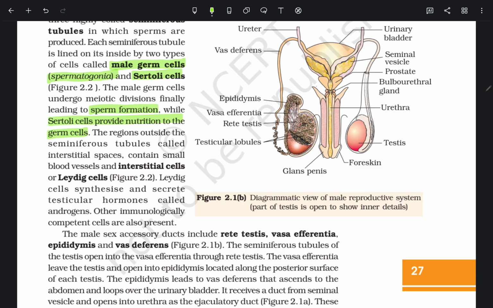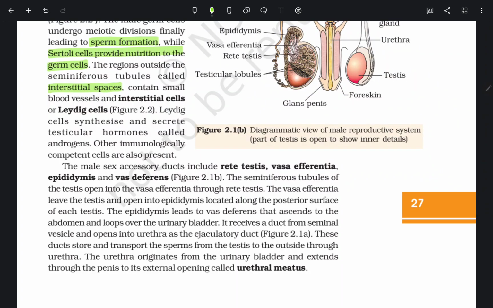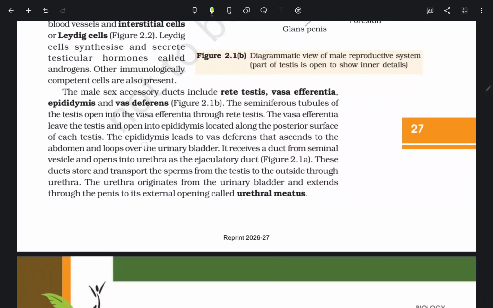The regions outside the seminiferous tubules, called interstitial space, contain small blood vessels and interstitial cells or Leydig cells. Leydig cells synthesize and secrete testicular hormones called androgens. Other immunologically competent cells are also present.